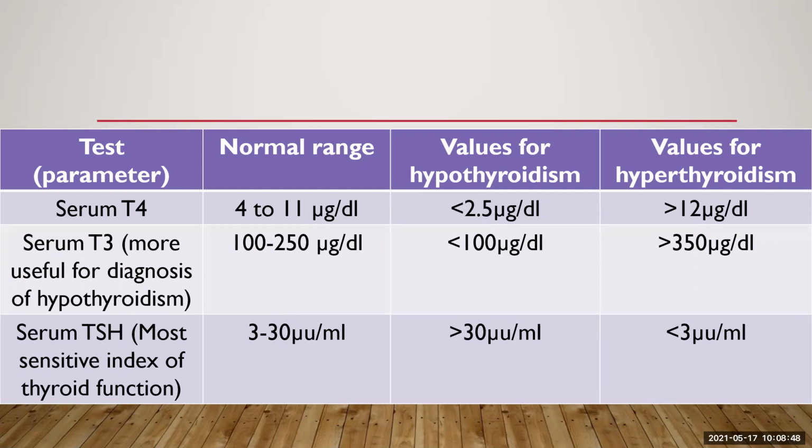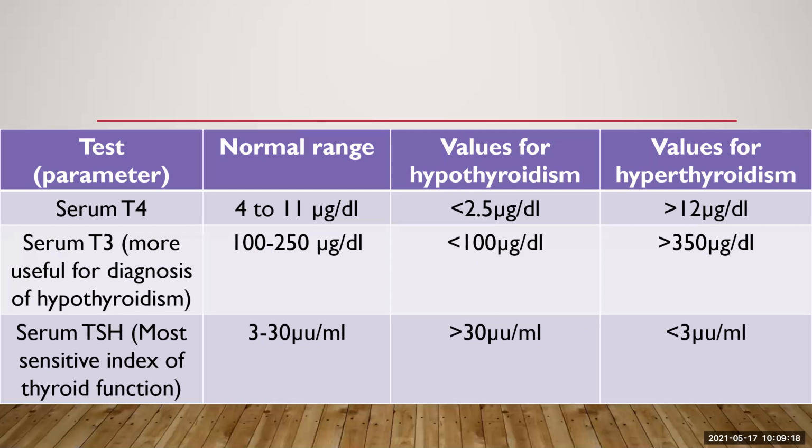But if you want to assess the thyroid functions in a more sensitive manner, serum TSH plays a very important role. Serum TSH normally will range from 3 to 30 micro units per milliliter. Anything more than 30 indicates hypothyroidism. Less than 3 indicates hyperthyroidism. Now let us understand why it is opposite.